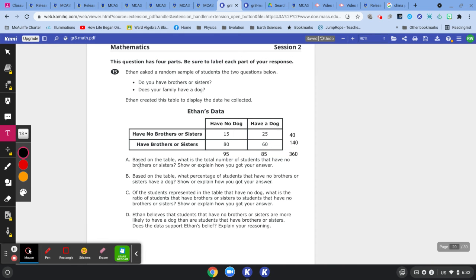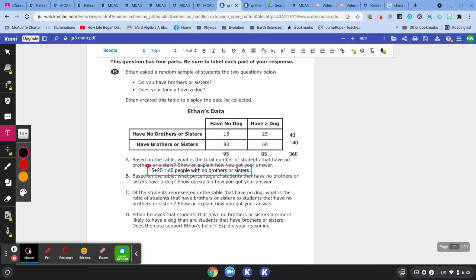So now let's look at the questions. Based on the table, what is the total number of students who have no brothers or sisters? And what I've done is I have added up all the people who have no brothers or sisters. So you could just show here 15 plus 25 equals 40 people with no brothers or sisters. And you would be done with that one.